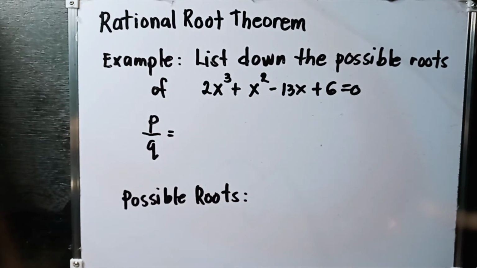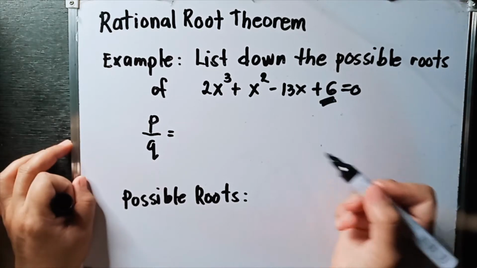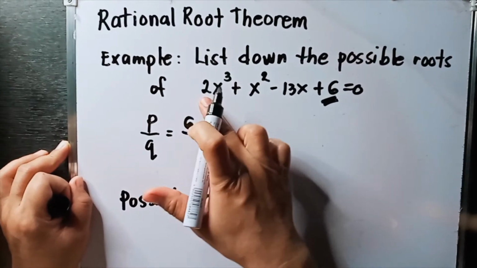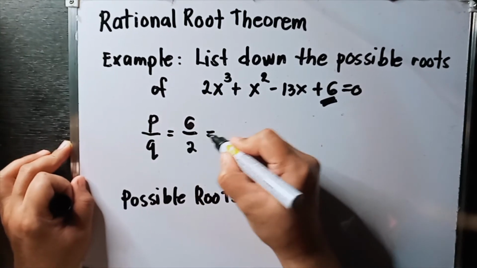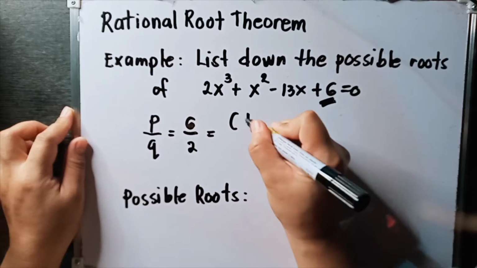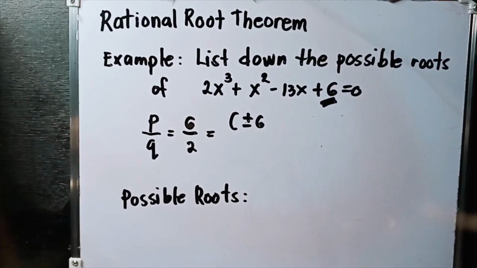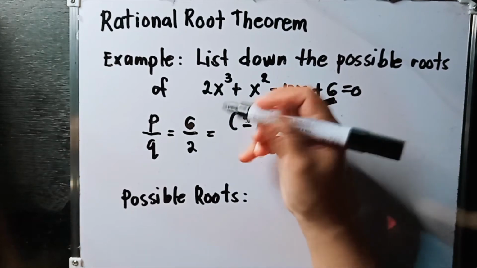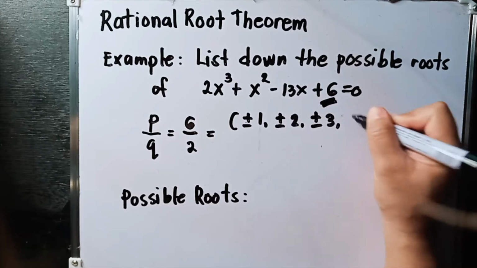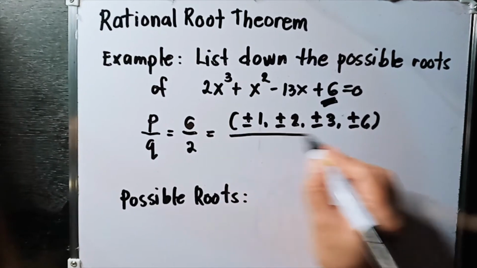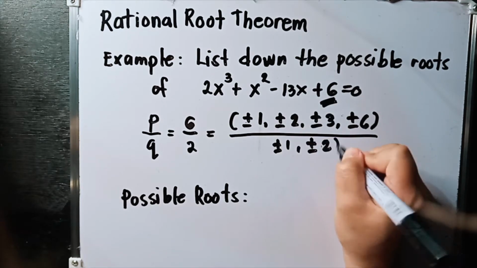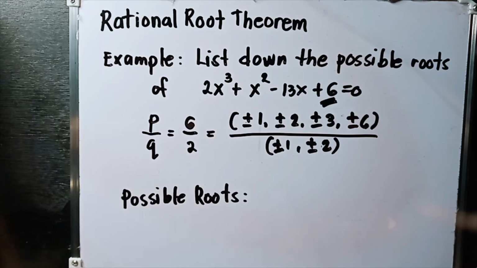We're going to list down the possible roots. Again, firstly, we need to identify our constant term, which is 6, and our leading coefficient, which is 2. And then right away, we are going to list down the factors of 6. The factors of 6 are 1, positive negative 2, positive negative 3, positive negative 6. How about the factors of 2? Positive negative 1, positive negative 2. And then we're going to divide.